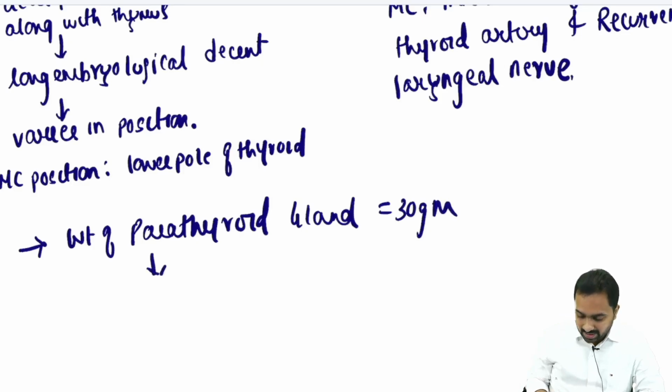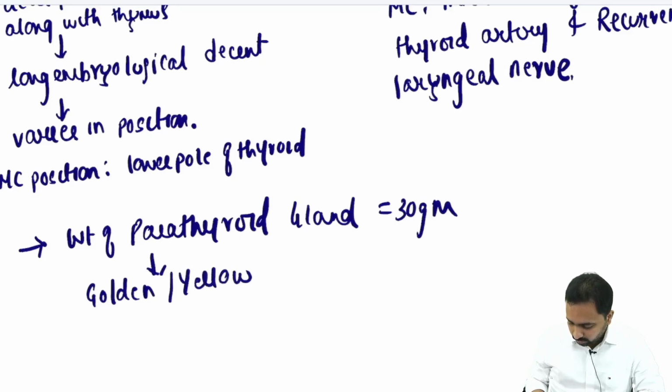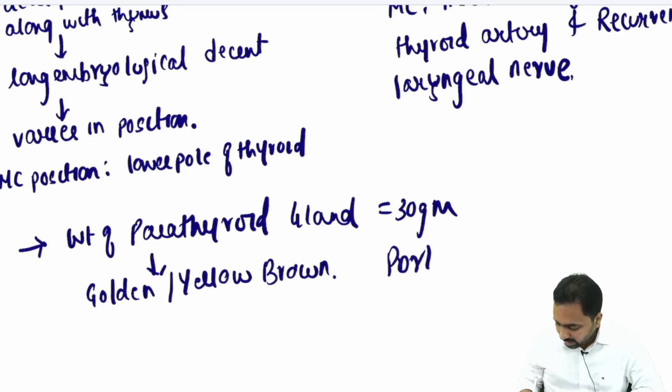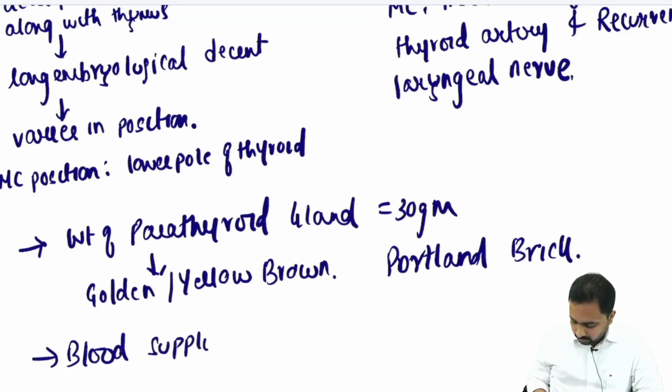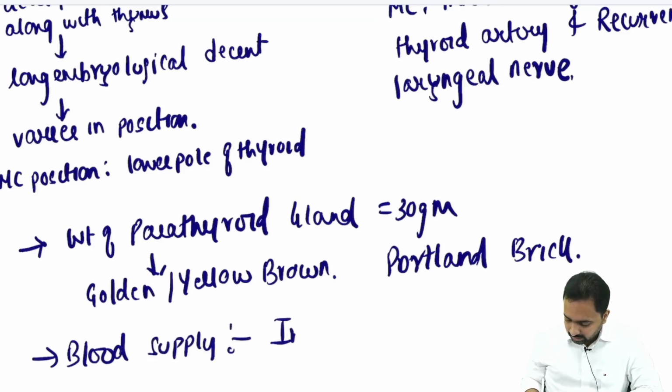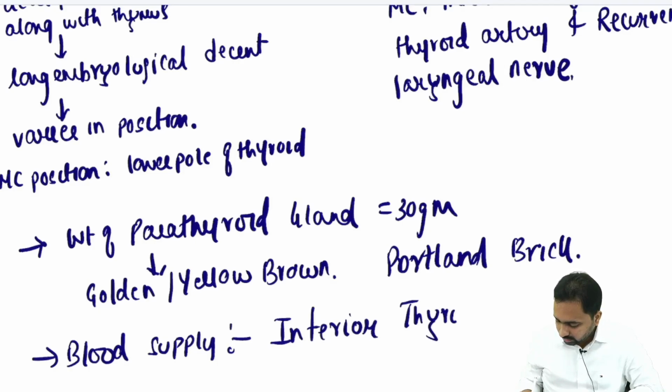They appear golden yellow brown, referred to as Portland brick, and the blood supply is from the inferior thyroid artery.